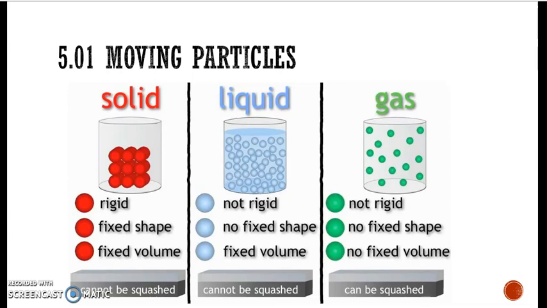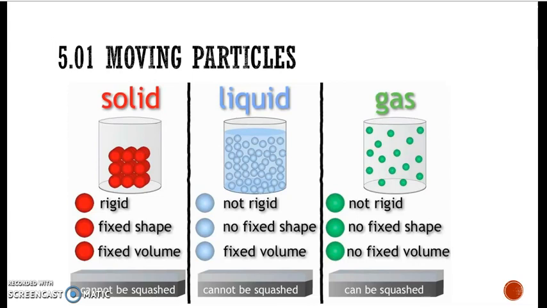The liquid is not rigid, no fixed shape, but it has a fixed volume. Cannot be squashed. As you can see, it's not rigid. It can move around. It doesn't have a fixed shape, but it has a fixed volume and cannot be squashed. This is because even though it doesn't have as much attraction as the solid, there is still a tiny bit of attraction causing it to have a fixed volume.